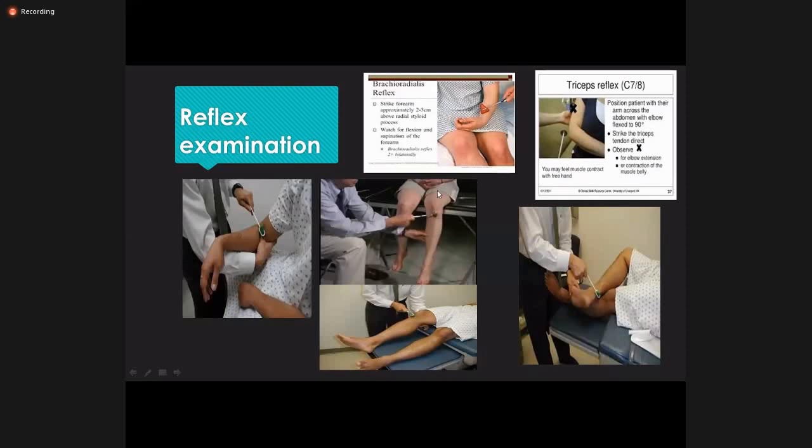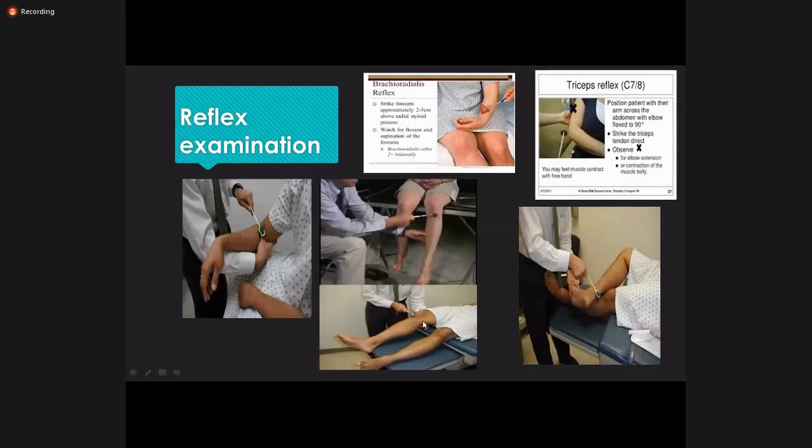Similarly, in the lower limb, what do you have to check? You have to check the knee and you have to check the ankle. For the knee examination, you can make 2 positions, lying or sitting. In lying position, what you do, you semi-flex the knee, right? You semi-flex the knee, and you see there is a mistake in this picture. There is no proper exposure. You have to expose up to the mid-thigh because you have to palpate the tendon.